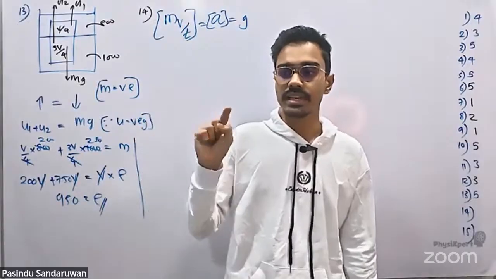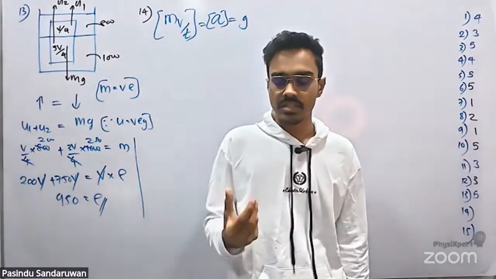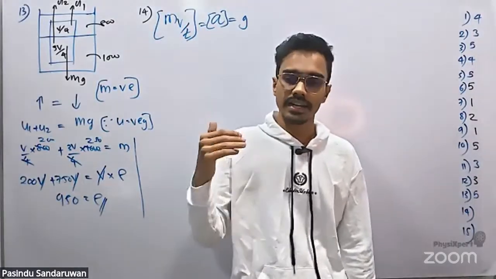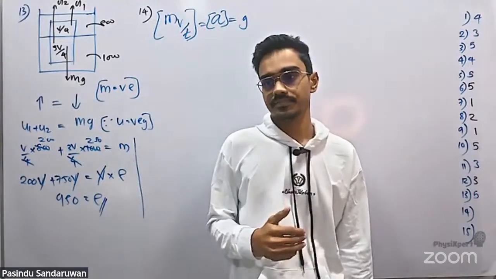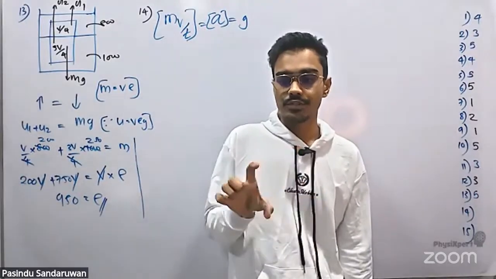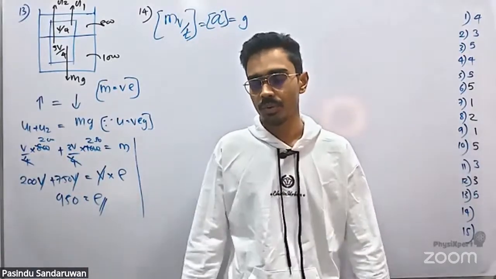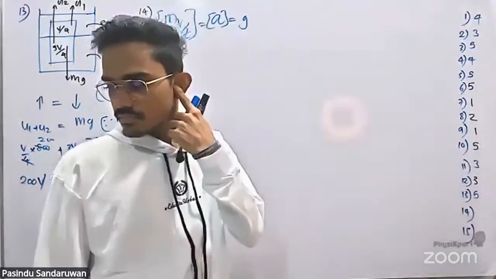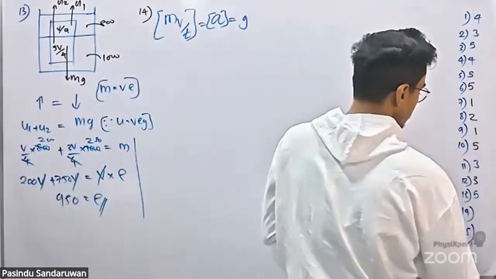But we know there is an energy loss. Due to each bounce, there is an energy loss. With that energy loss, velocity decreases and the height it reaches decreases. So height and velocity should be decreasing over time. Answer is 4. For 14, answer 4.